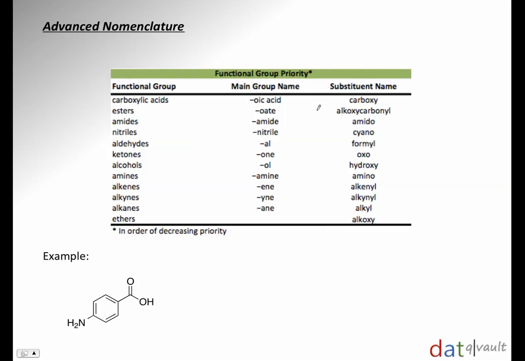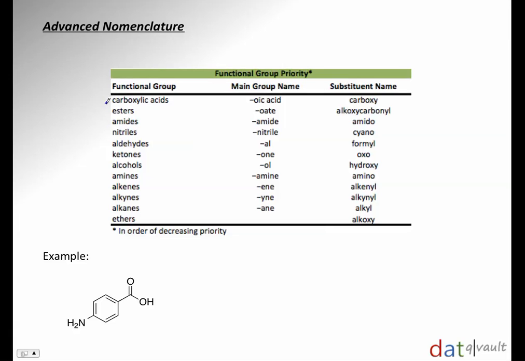So our example right here is a disubstituted benzene molecule. If we notice, this benzene molecule has a carboxylic acid on it, and it has an amine on it. So to name this molecule, we have to figure out which one of these substituents has priority over the other one. So which one is going to get the main group name, and which one is going to get the substituent name. Remember, the main group name goes at the end of the name of the molecule, and the substituent name goes at the beginning of the name of the molecule.